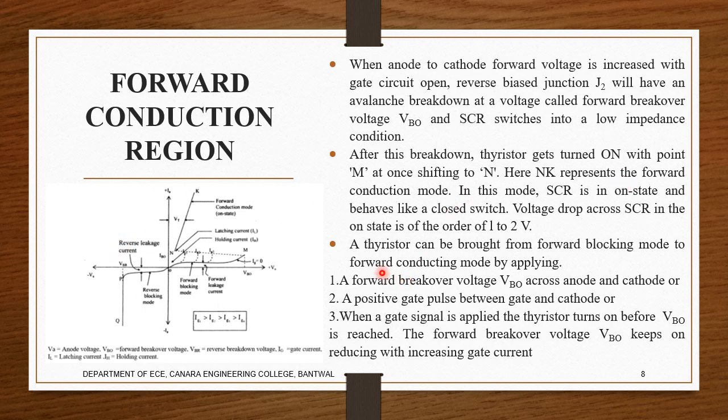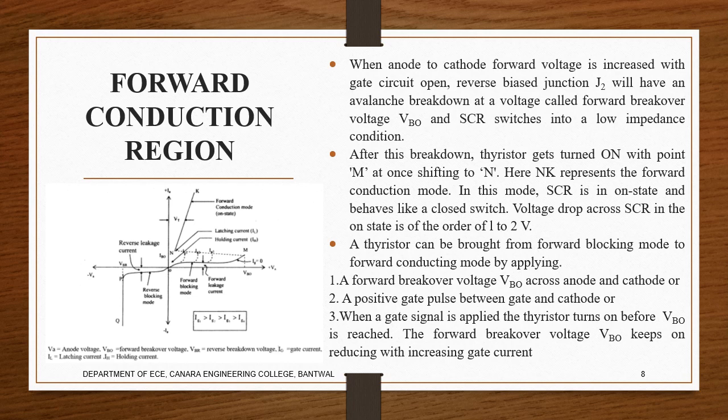Now, a thyristor can be brought from blocking mode to forward conduction mode by applying VBO across the anode and cathode, or a positive pulse between the gate and the cathode, or when a gate signal is applied the thyristor turns on before VBO is reached. Unless we apply gate voltage, it will keep trying to reach and wait till here, VBO. If the gate voltage was applied at this stage, it would have taken this path. So up to one level, it will be like that only.